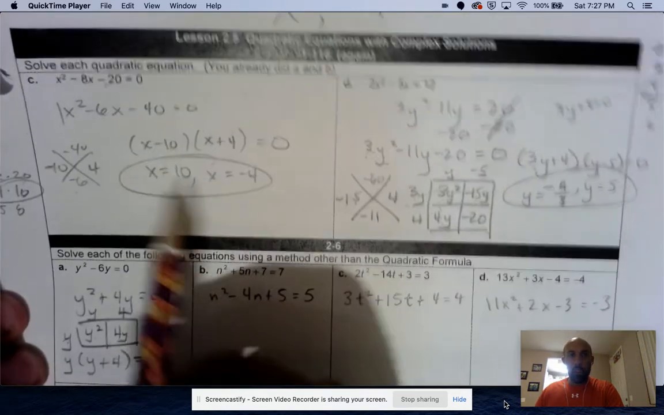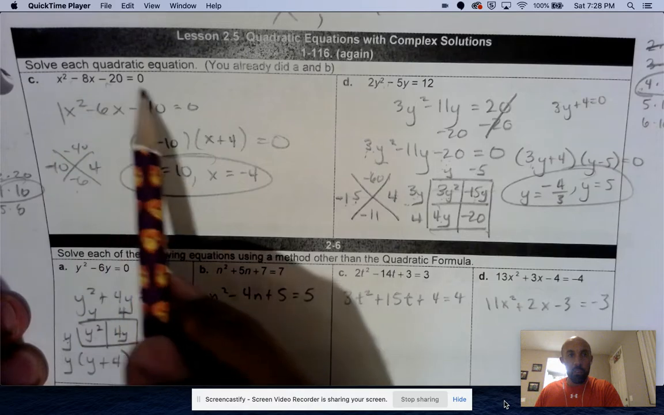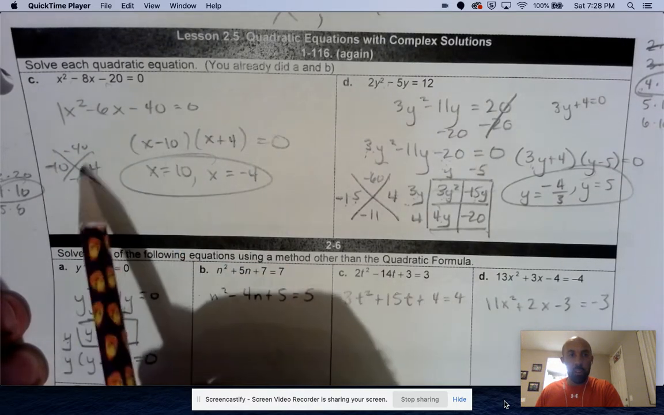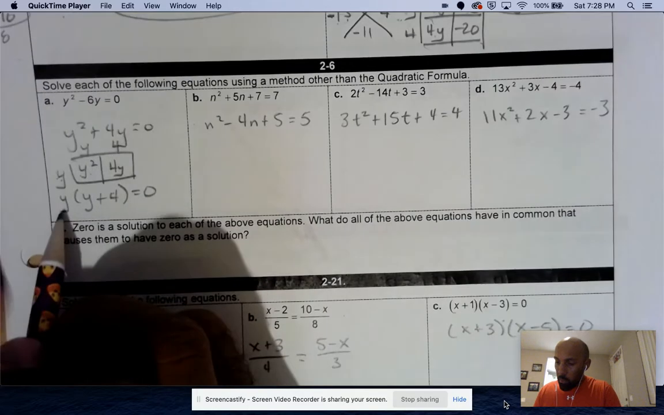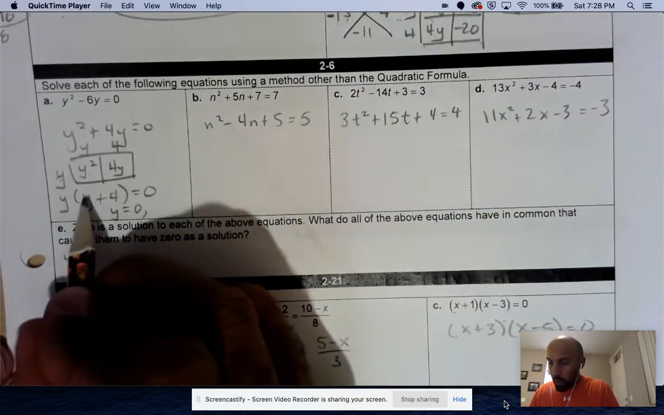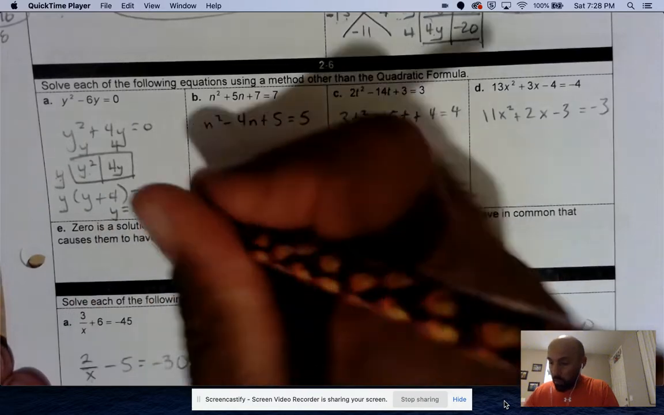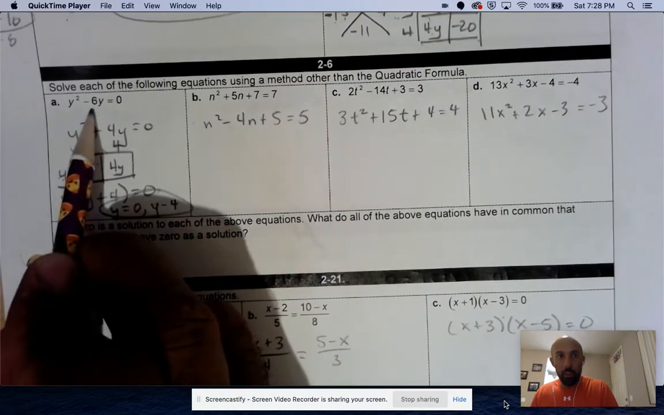Same thing even with these problems with the coefficients of 1, like the first one. You can go straight from here to here once you start to see the pattern and how it's done. Now remember, if I just have y, my first solution will be 0. And here, because it's plus 4, my other answer will be negative 4. Okay, so go ahead and try it with that one now.